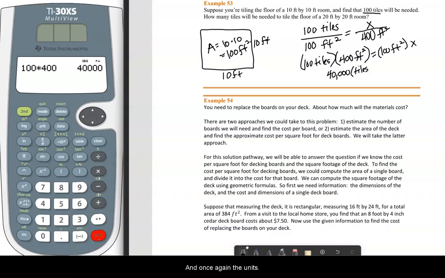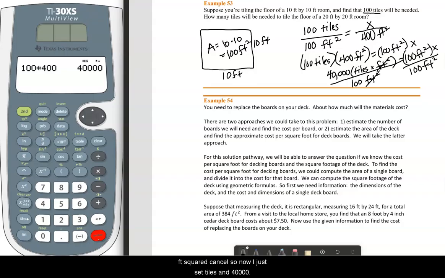And once again, the units look strange, but they're about to divide out. So I have 40,000 tiles times square feet, and that's equal to 100 square feet times x. So to get x by itself, I'm going to divide by 100 square feet. And that's where feet squared cancels. So now I just have tiles. And 40,000 divided by 100 tells me that I have 400 tiles.